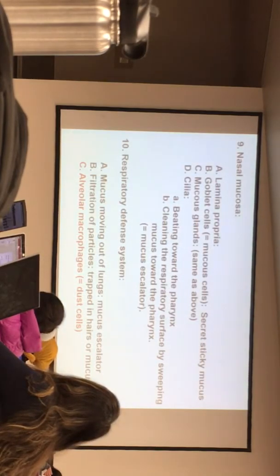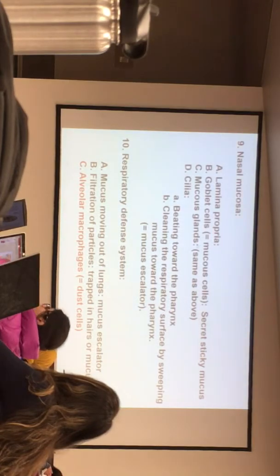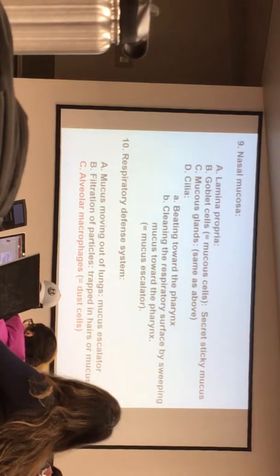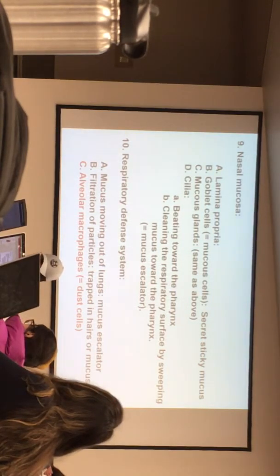Then the next thing I want to talk about is mucus. Under the surface there is the lamina propria, and then we have goblet cells. Goblet cells look like a cup, or we call them mucus cells. They can secrete sticky mucus. And we have a bigger gland called the mucus gland. They have a surface with cilia. They can move and clean up this respiratory surface by moving the mucus from the lower part up, and we call this the mucus escalator, from low to up.